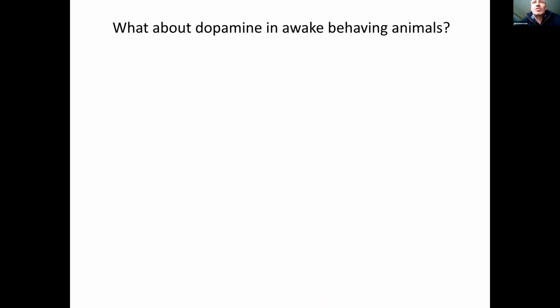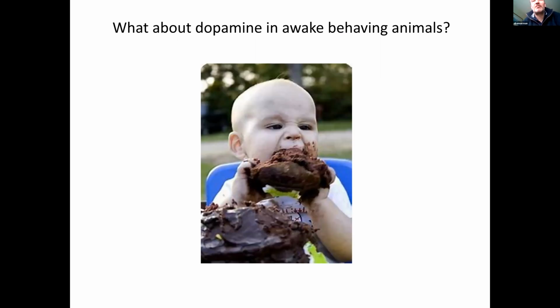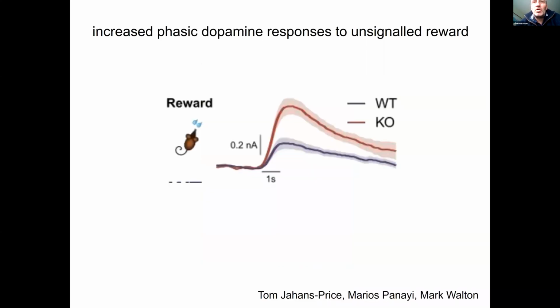Okay, so what happens when we look at dopamine in behaving animals? Well, as we've suggested, obviously dopamine neurons care about rewards. So the first thing we did was look at unsignaled rewards in GluA1 knockout and wild type animals. And lo and behold, what we found was that the dopamine signals were much bigger in the knockouts than in the wild types. So this is the average dopamine signal for unsignaled rewards in the knockouts and the wild types.